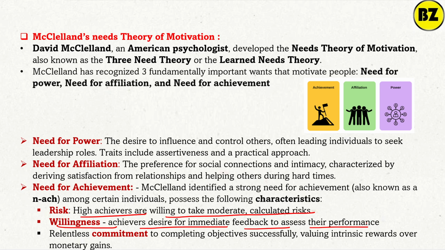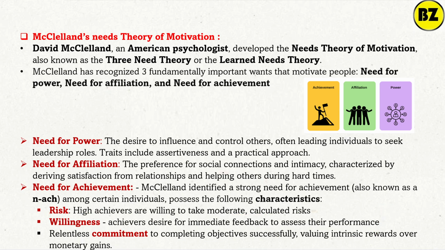That means they are positive in taking things. Then the commitment: commitment to completing the objective successfully and valuing the intrinsic reward over monetary rewards. What is intrinsic reward? It means job satisfaction. That commitment to do the job and have job satisfaction will result in achievement. McClelland said risk, willingness, and commitment are the parts. If you have these characteristics, then only you are able to achieve.